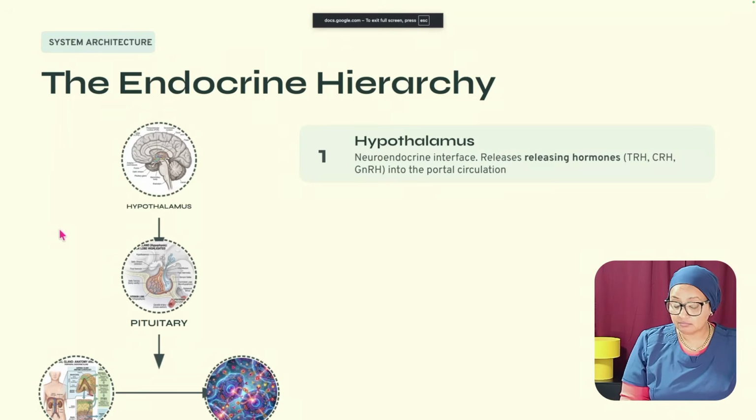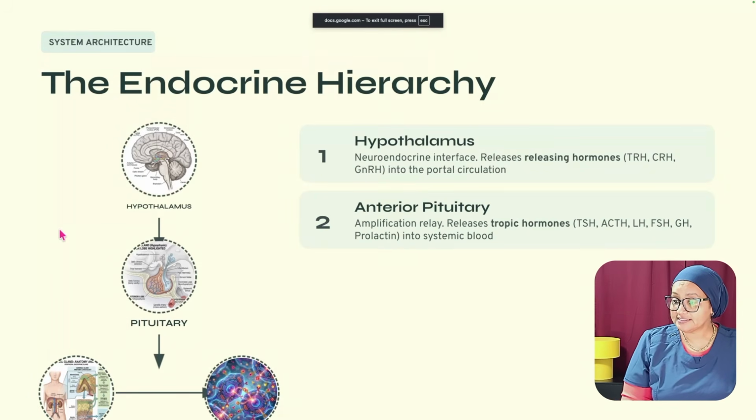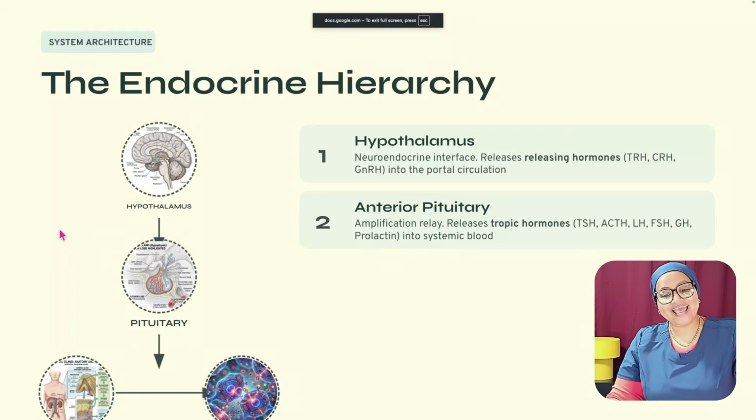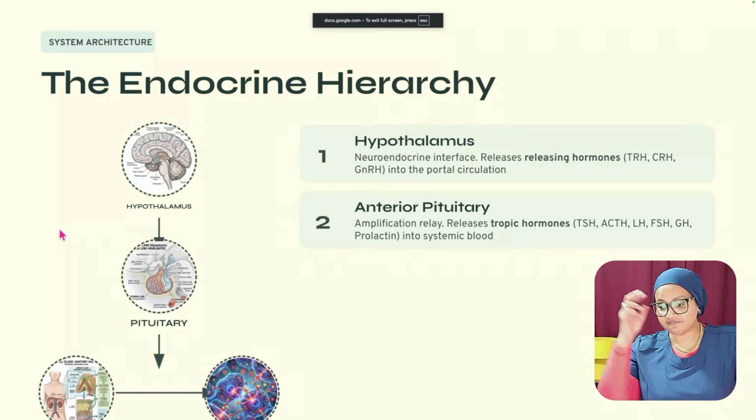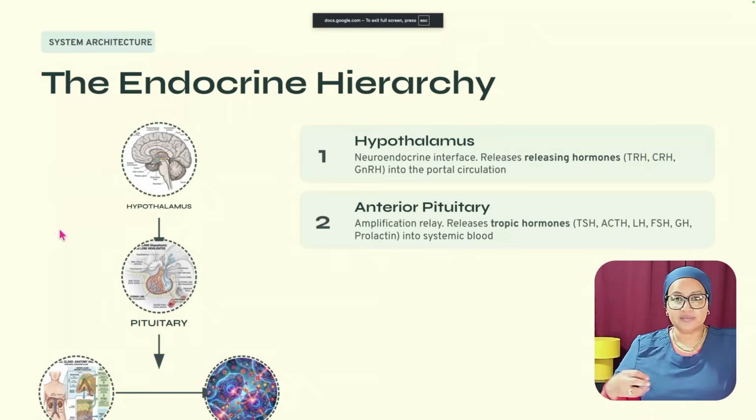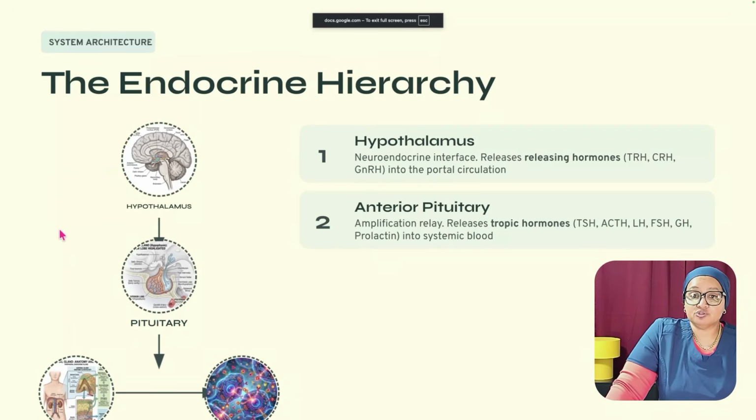Now, we know level 1. Let's see level 2. Level 2 is the anterior pituitary. The pituitary gland is the master gland. We have two levels, or we have two parts. We have anterior pituitary. It receives these hypothalamic signals and amplifies them. A tiny amount of CRH becomes a much larger amount of ACTH. A tiny amount of TRH becomes a substantial amount of TSH.